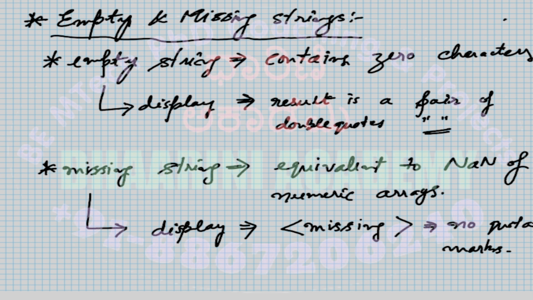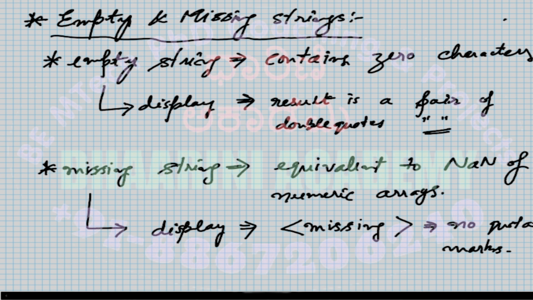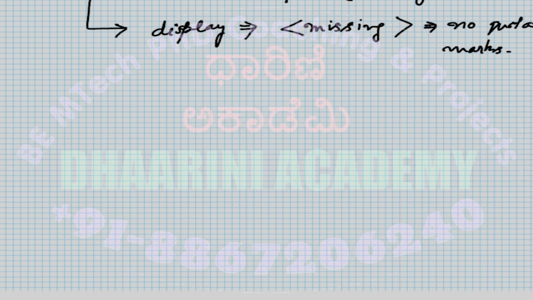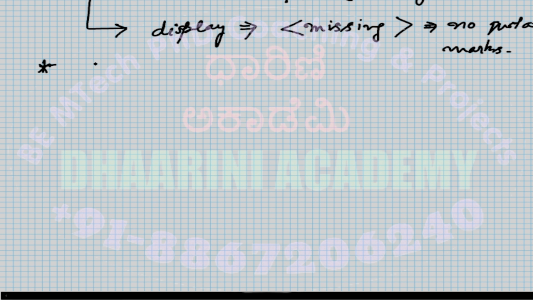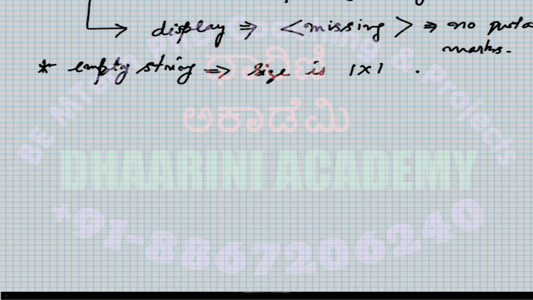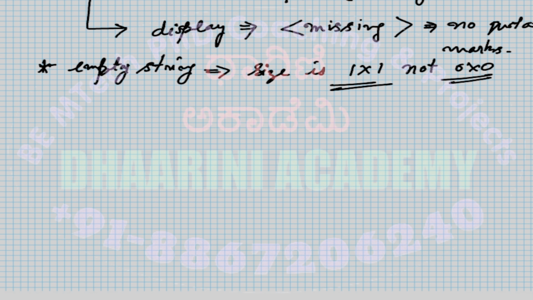So that's one important aspect I had to mention. I'll just write that point over here, because this is an important feature. When I create an empty string, basically the size is 1 into 1, not 0 into 0. So this is important. It's 1 into 1, not 0 into 0. Very important aspect.